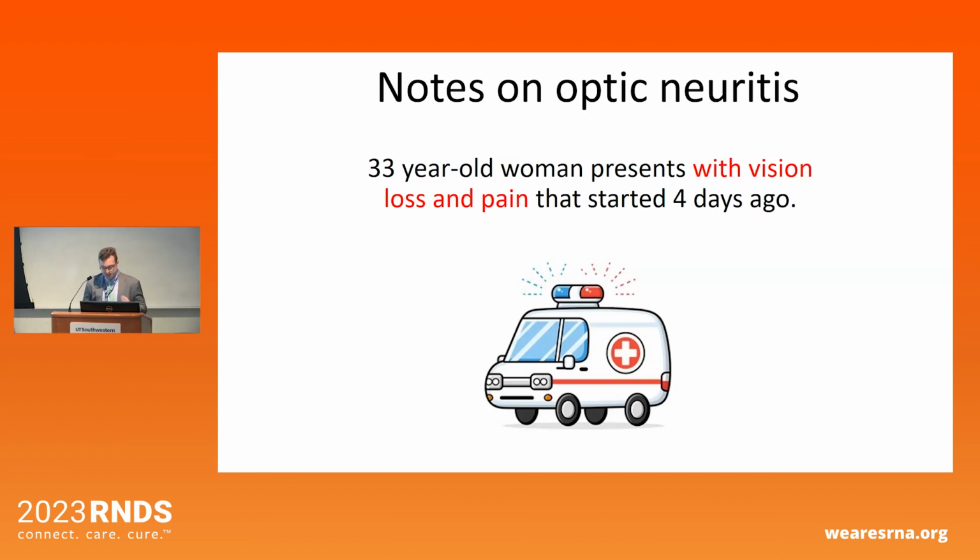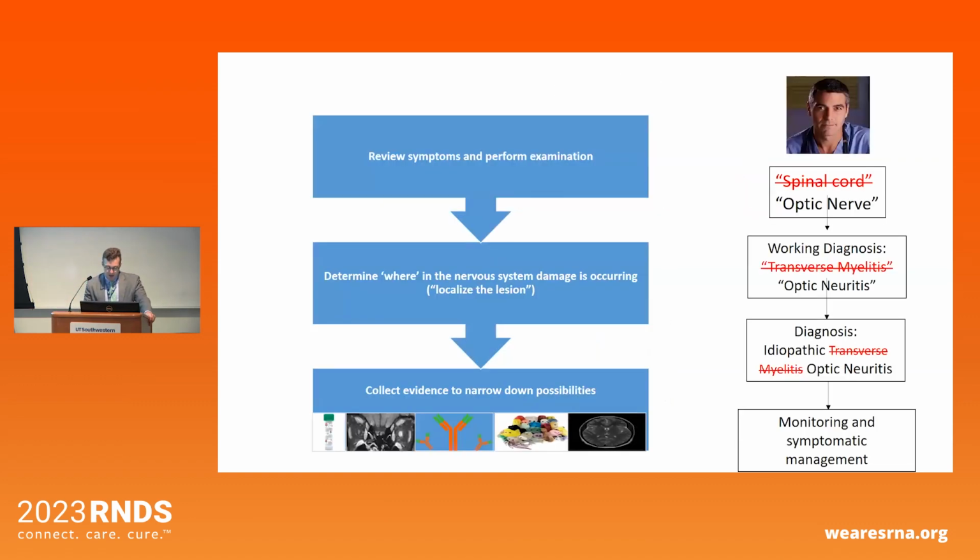Usually people describe a smudging or a clouding of their vision in the middle. There's often pain associated with it. People will notice colors look less bright. And again, it tends to have that progression over several hours to several days.